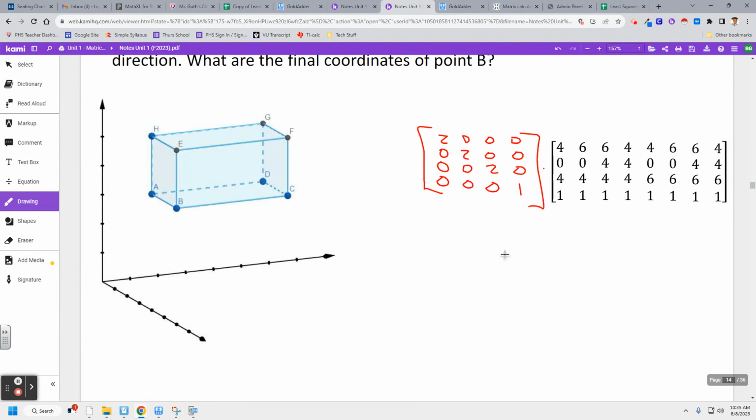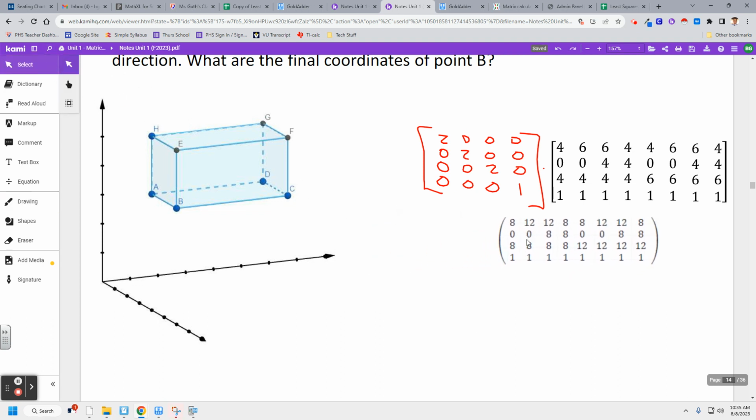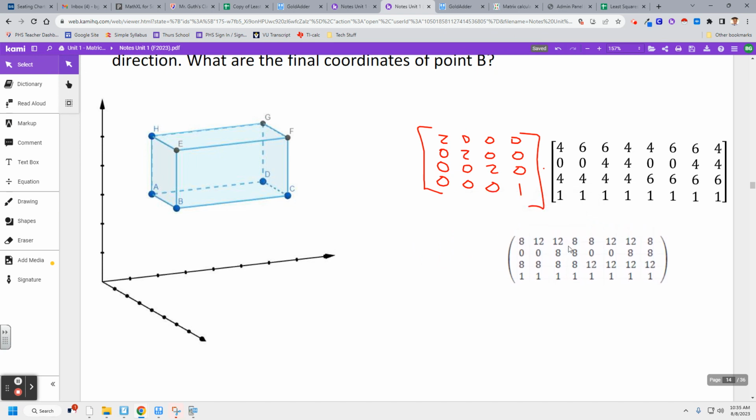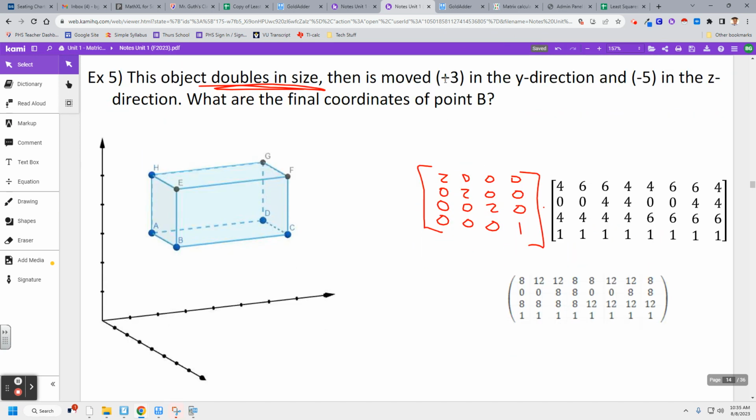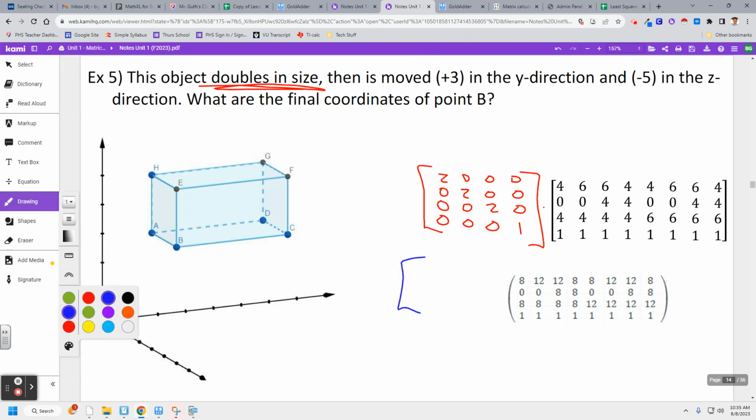So I know this is the first part of my answer, okay? All right, but now what I need to do is I need to translate it. I want to go 3 in the y direction and -5 in the z direction. So I'm going to need to do another multiplication. If you go back to your reference and find the one that's talking about sliding it, then that's the one that's going to look like that. That last 0 there is in the x direction.